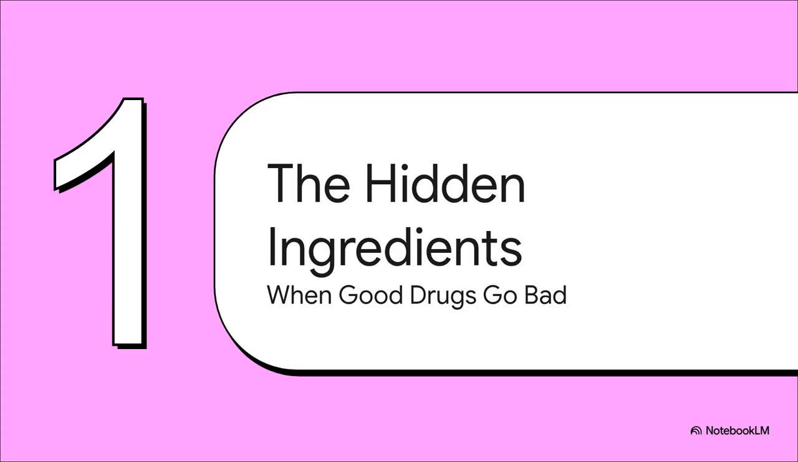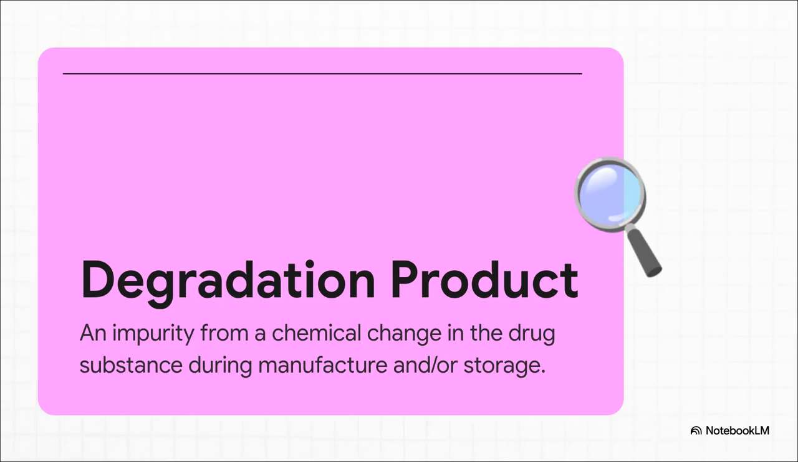All right, first up, what are these so-called hidden ingredients? Well, they're not added on purpose or anything like that. They're actually byproducts that just appear over time. That's because the active ingredient in a drug, just like most chemicals, isn't totally stable forever. It changes. The official name for this is a degradation product.